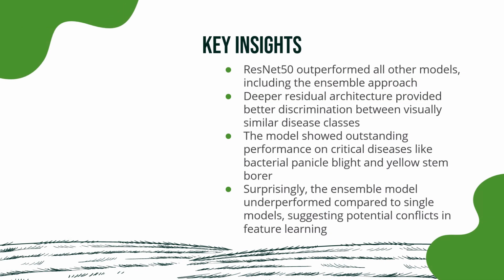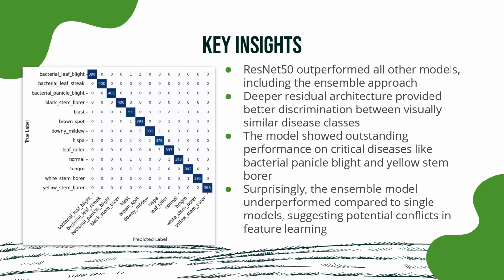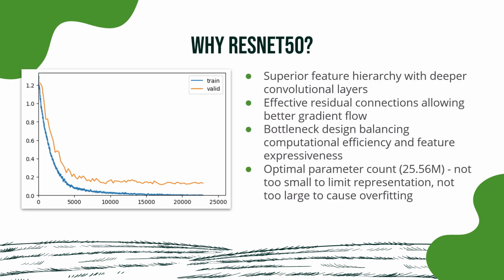For our key insights, deeper residual architecture provided better discrimination between visually similar disease classes, and surprisingly, the ensemble model underperformed compared to single models, suggesting potential conflicts in feature learning. For ResNet 50's performance, we saw that effective residual connections allowed better gradient flow in this architecture, and the bottleneck design balanced computational efficiency and feature expressiveness.